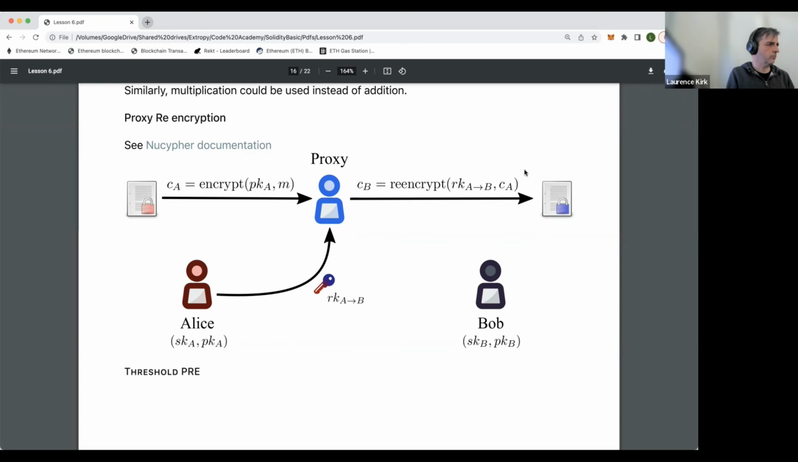So the proxy cannot work out what this data means. But then the proxy can make this data available to Bob, who can decrypt that data with his private key. So it's a way that Alice can get her data to Bob safely via a third party using encryption. But Alice doesn't have to give her key to Bob, so Bob doesn't find out Alice's original key, the original key that encrypted the data. And in this way, Alice can control who gets access to this data.